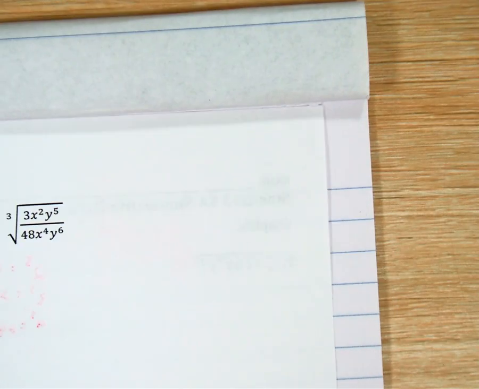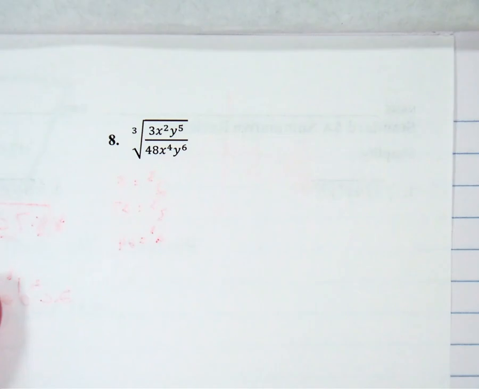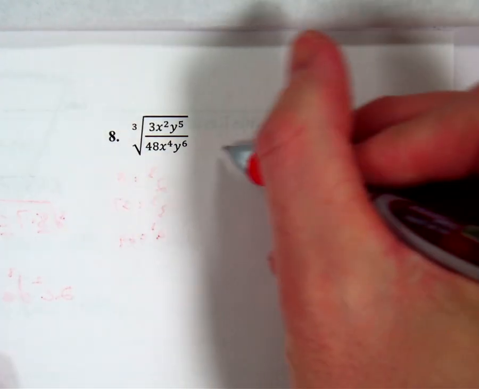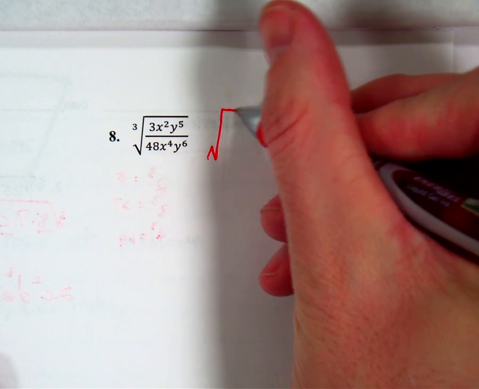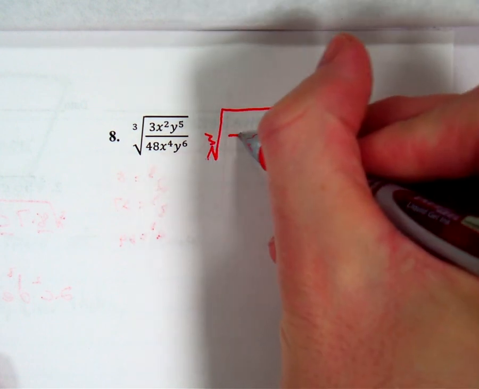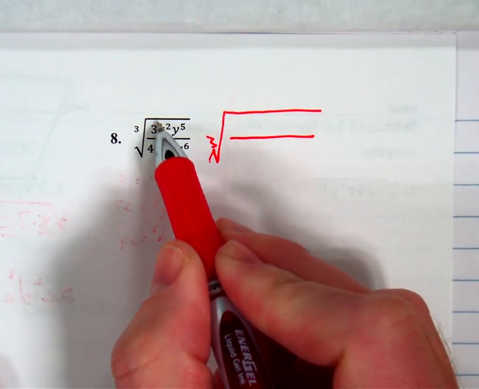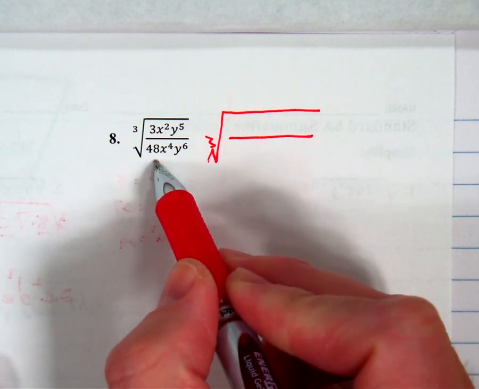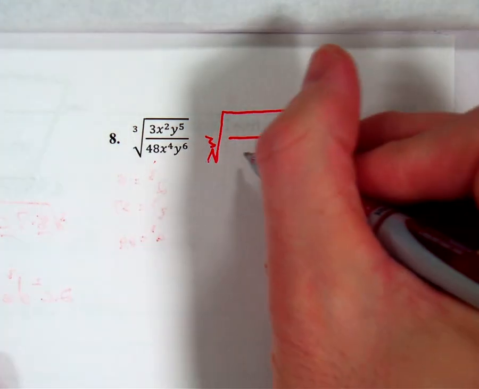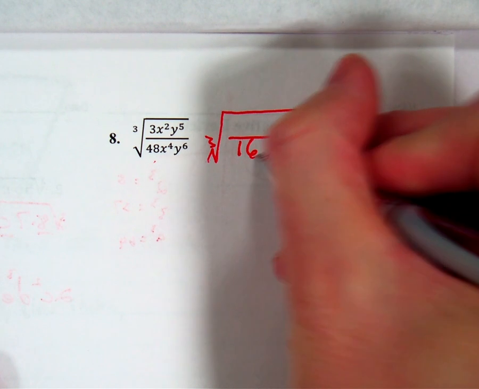Backside. Cube root of a big fraction. Okay? So step 1 is reduce the inside. What do we got? Okay, 3 over 48. Think of it as 48 over 3. 48 divided by 3 is 16 on the bottom.